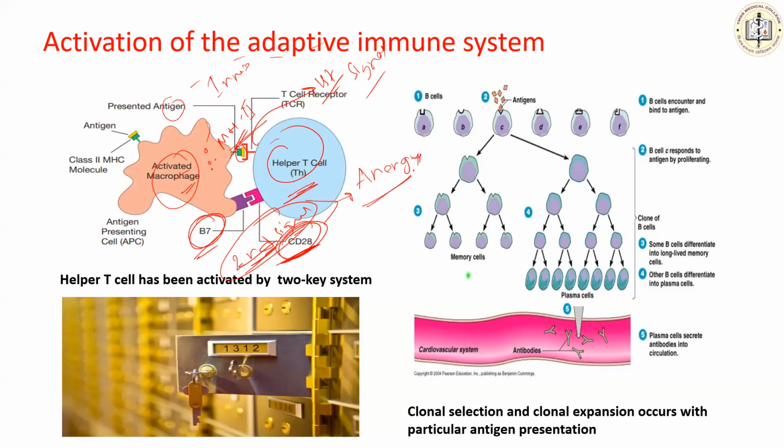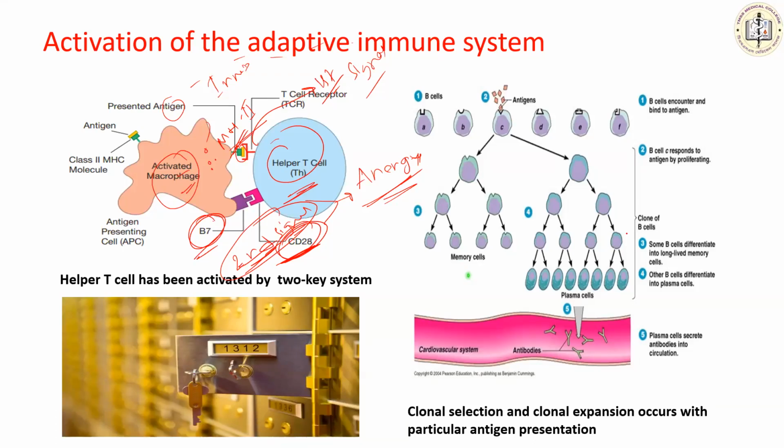Energy. We call it energy. Tolerance. In case of tolerance, you will hear the term energy. So what is energy and how does this energy occur? You need to know. The energy is actually a blockage whenever the second signal, that is the B7 and CD28, does not work. That is the energy, and ultimately further immune response will not occur. This is the energy.